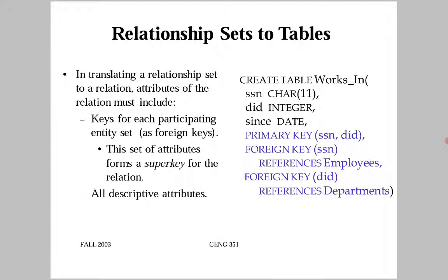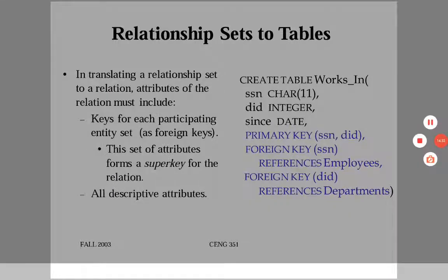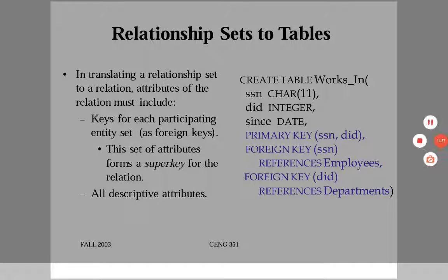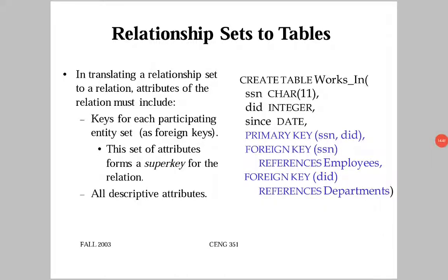So relationship sets to tables. After designing the ER model, drawing ER models or ER diagrams, we may convert it into tables. What are tables? Physical tables, like in SQL. Physical tables means physical database design.